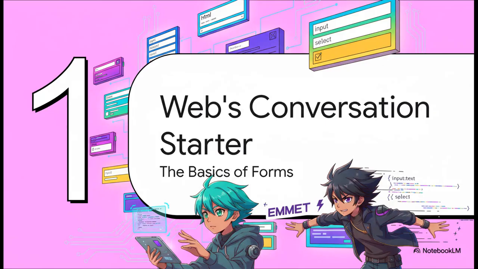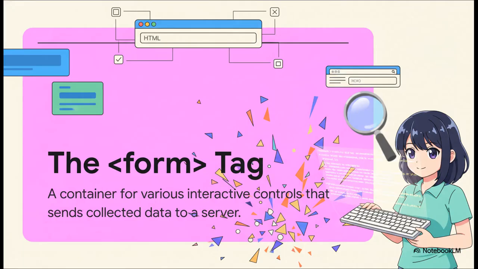Okay, so we get why they're so important. But how do we actually start these digital conversations? How do we build one? Let's start at square one, with the absolute basics. Everything, and I mean everything, starts with the form tag. The best way to think about it is like a digital clipboard, right? It's the container that's going to hold all of our questions and all of our buttons. And it has this really important action attribute that tells the browser exactly where to send all that data when the user finally hits submit.